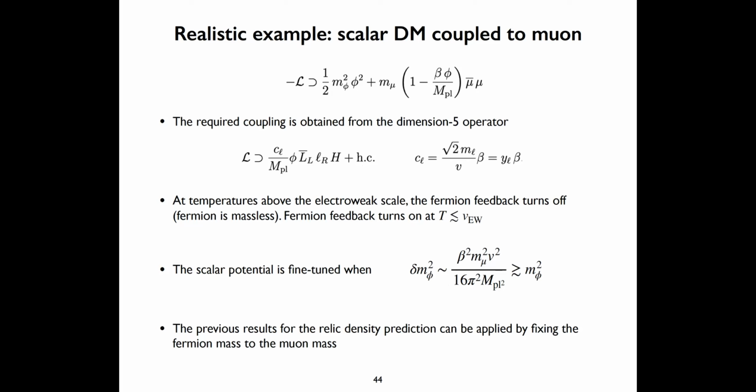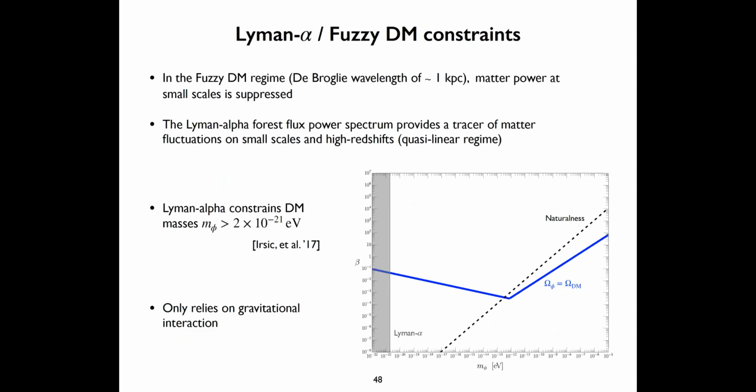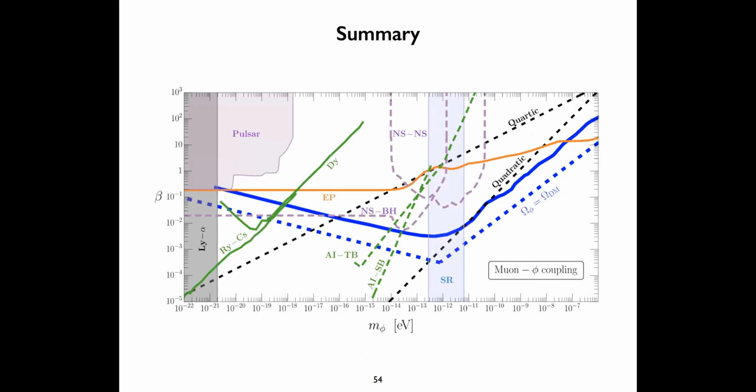Yeah, good question though. Next, Eunjin. Hey, Brian. Hi, Eunjin, good to see you. So it's nice that you collected all the experimental bounds. Could you go to page 54? So here is for the muon and phi coupling. I was wondering what happens if we consider the electron and phi, or the up and down quarks and phi.